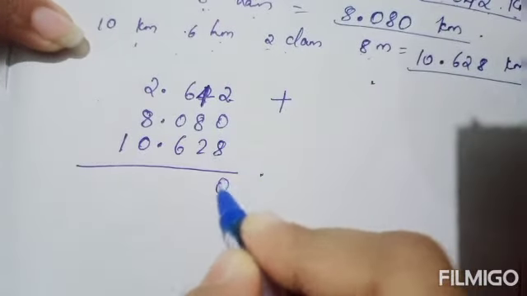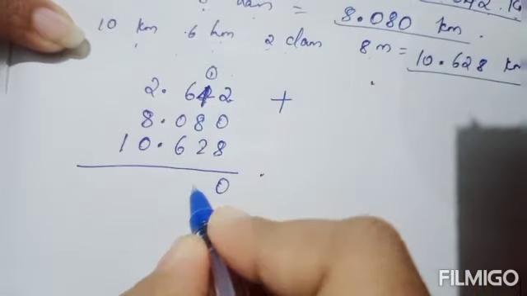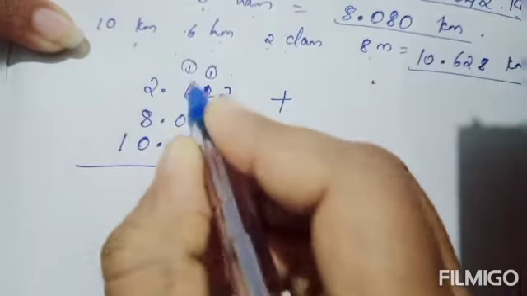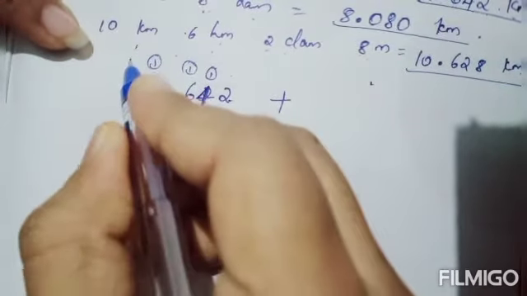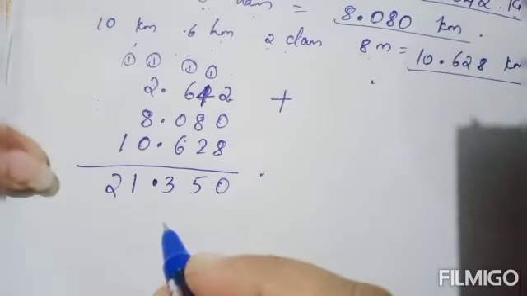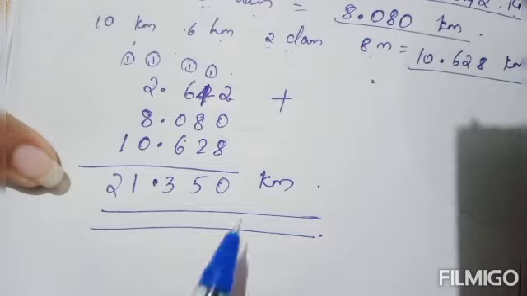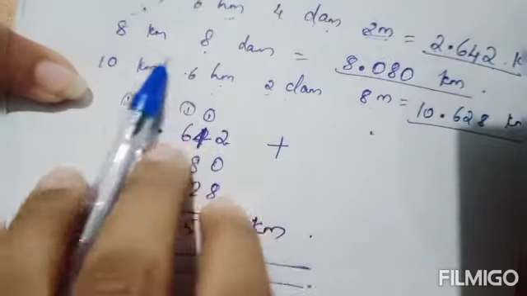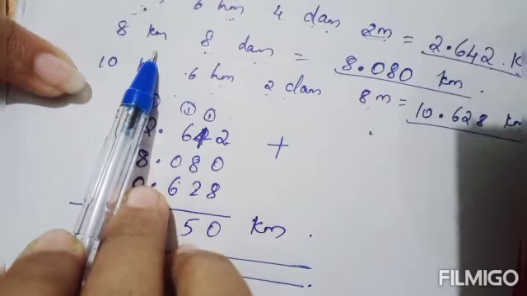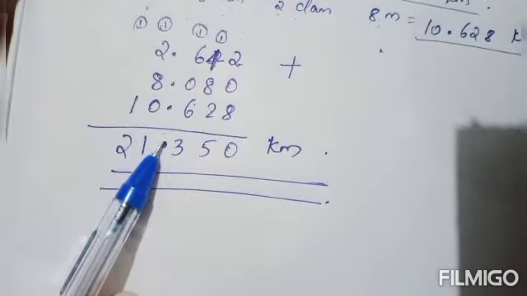Okay, so 8 plus 2, 10. 10 plus 4, 14 plus 1, 15. 6 plus 6, 12 plus 1, 13. Here the point is coming. 8 plus 2, 10 plus 1, 11. 1 plus 1, 2. So this will be the answer: 21.350 kilometer. Okay. First you have to write the given numbers or given questions in decimal notation. Then you have to add those 3.